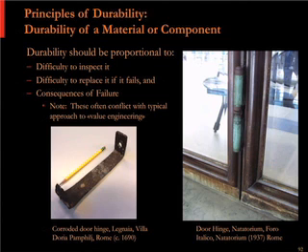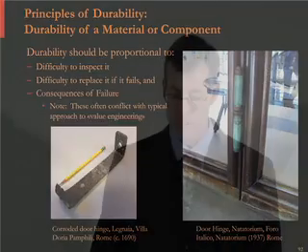And the principle of durability for a particular material or component, say a piece of hardware or something like that, is that it should be proportional to three things. Those three things are the difficulty to inspect it, the difficulty to replace it if it ever fails, and the consequences of failure if it fails.